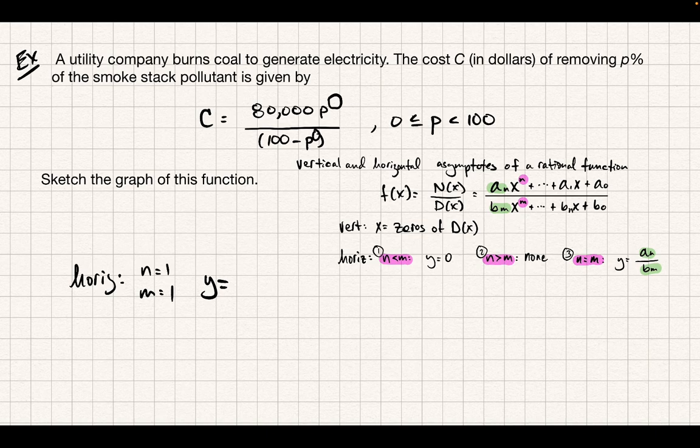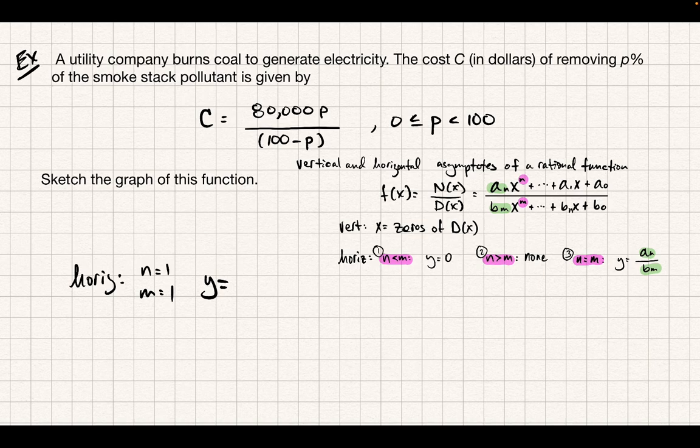Or y equals 0. It was 80,000 P over, isn't it? y equals a sub n over b sub m, which would be the leading coefficient of the highest power. Yeah, and it's all one, so it's just that. 80,000 over 100. I disagree. I think the horizontal asymptote was 1. 1 over 1, it's an equal ratio. Where did you get the 1? It's an implied 1, n equals 1, m equals 1.